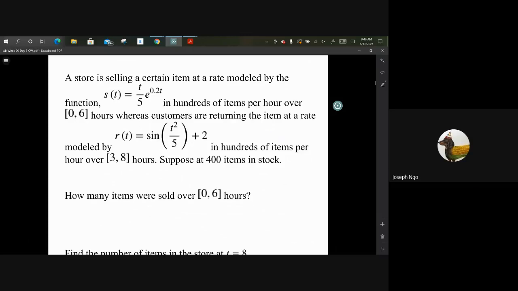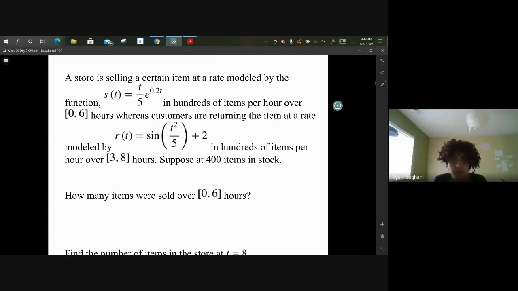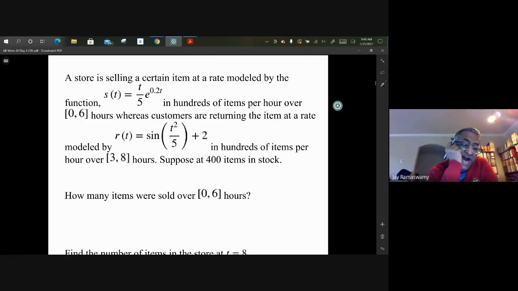It says a store is selling a certain item at a rate modeled by S of t in hundreds of items per hour over 0 to 6 hours, whereas customers are returning the item at a rate modeled by R of t in hundreds of items per hour over 3 to 8 hours. And suppose at t equal to 0, there are 400 items in stock.